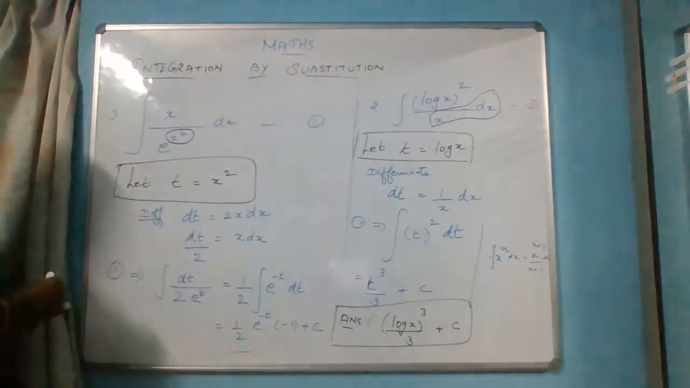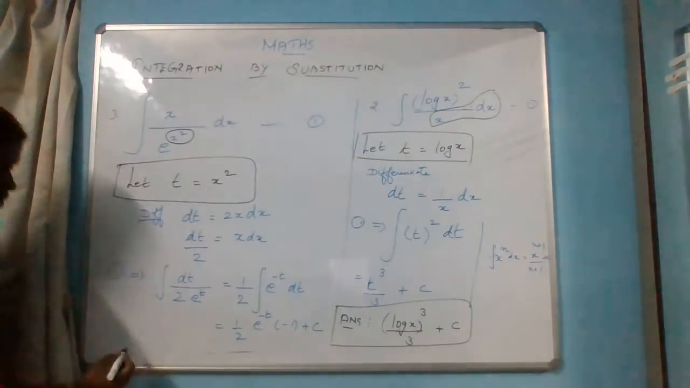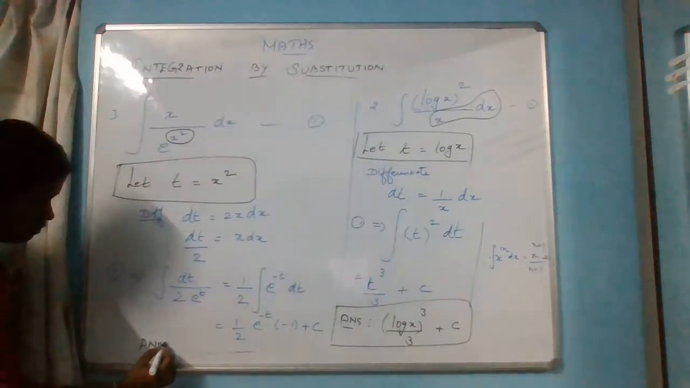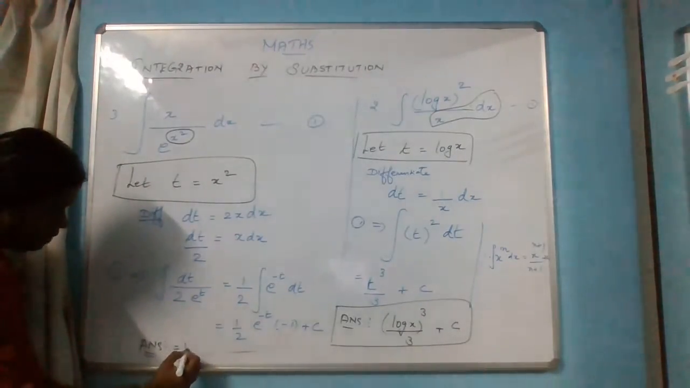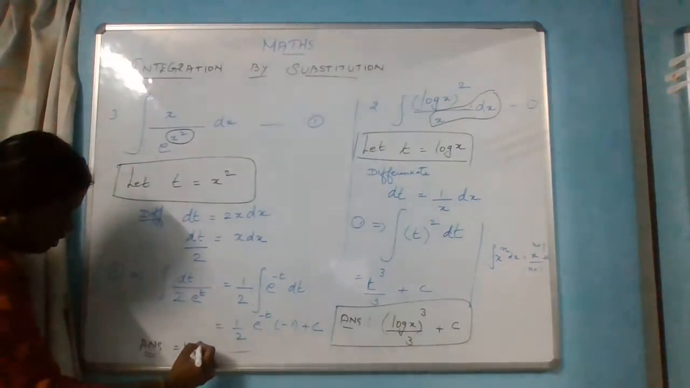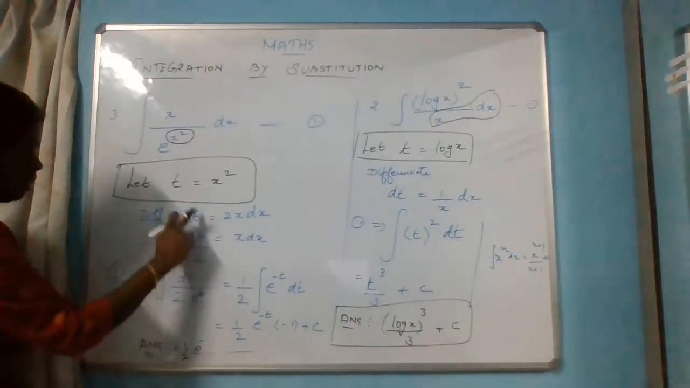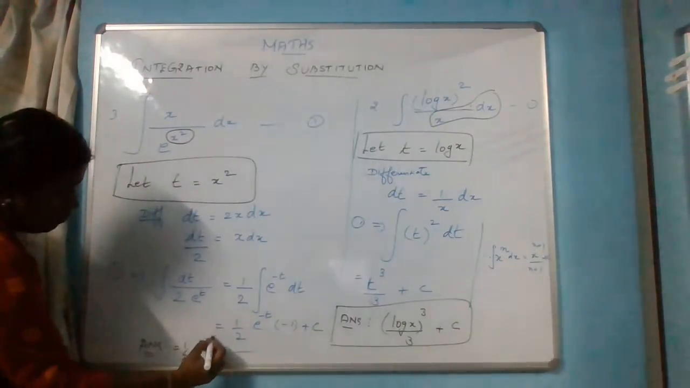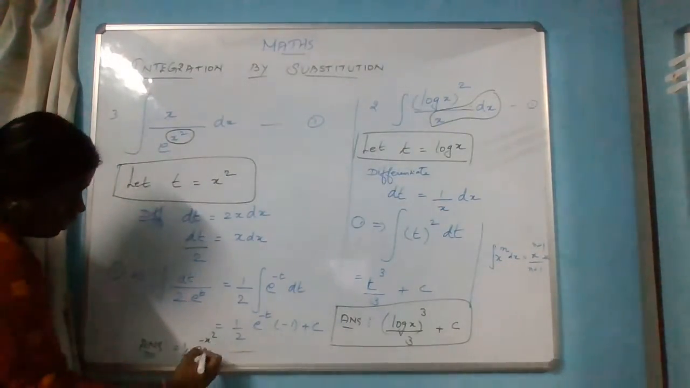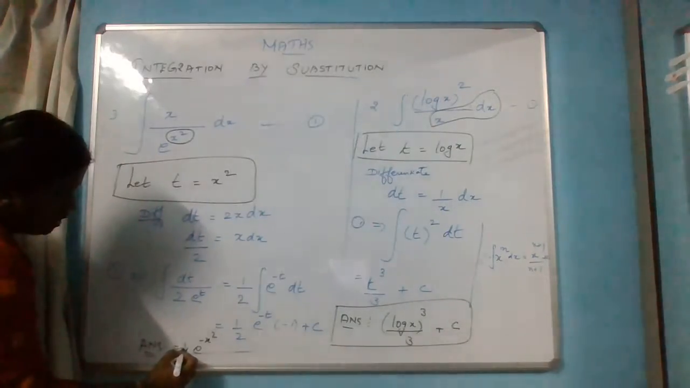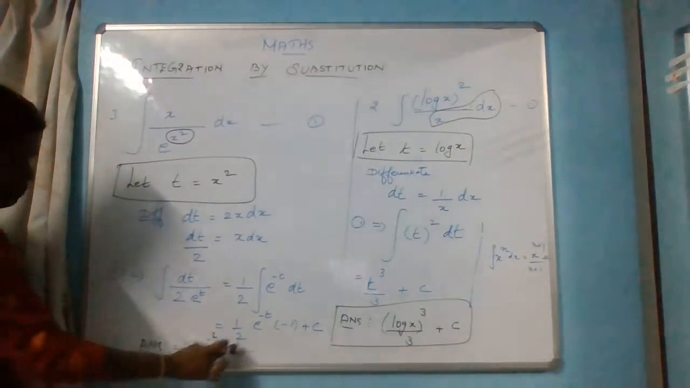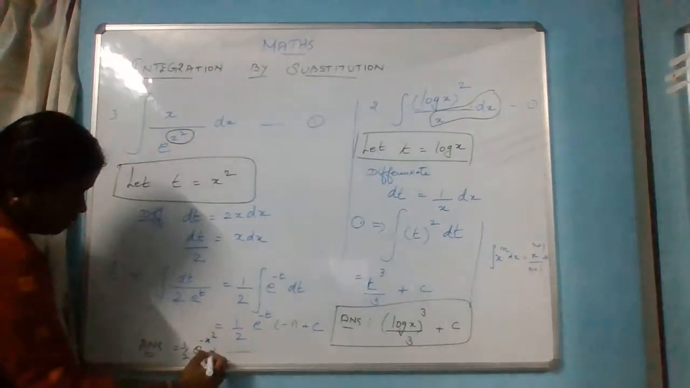So what will be the final answer? The final answer will be 1 by 2 e power, what is t? What is t we have taken? Nothing but x squared, e power minus x squared, and we have minus, so this minus will come here. So minus 1 by 2 e power minus x squared plus c.